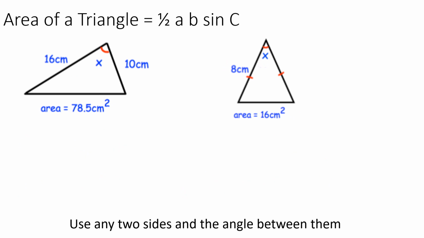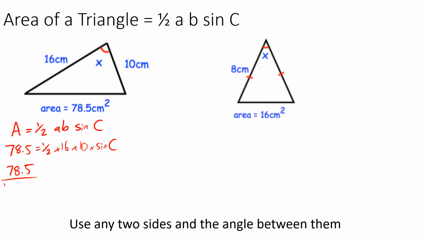And then if we're approaching something like a grade 8 question, it could be something like this, where we have to find the actual angle. So again, let's write down our formula, half AB sine C. Our two sides are 16 and 10, and our area is 78.5. So a half times 16 times 10 times sine C. And then we'll do the same thing. We'll divide across by that half times 16 times 10.